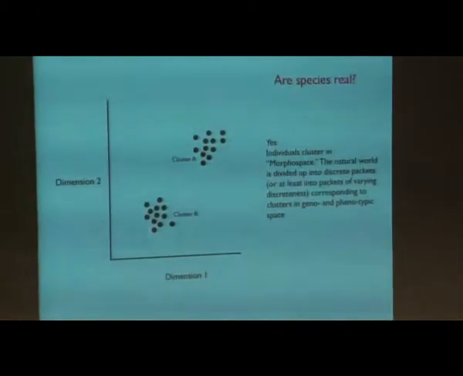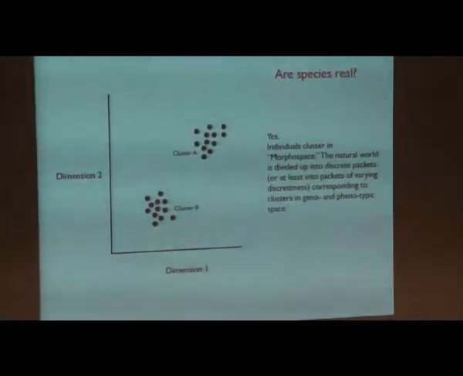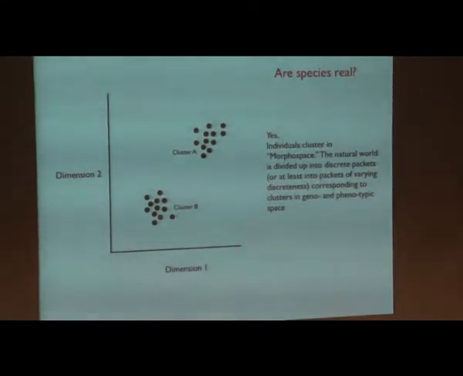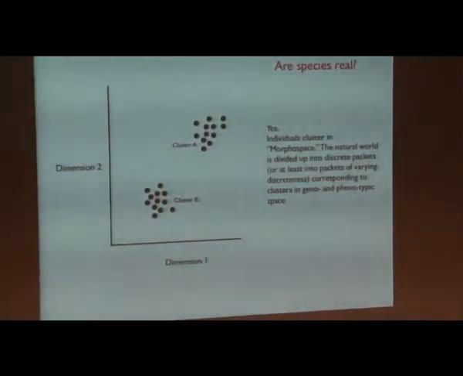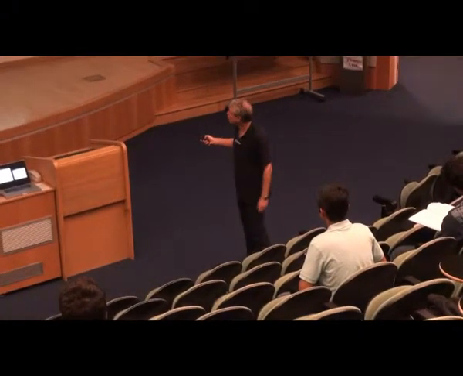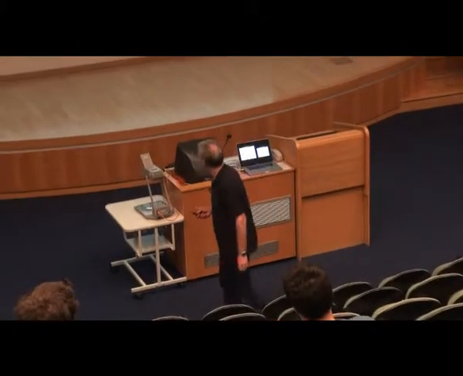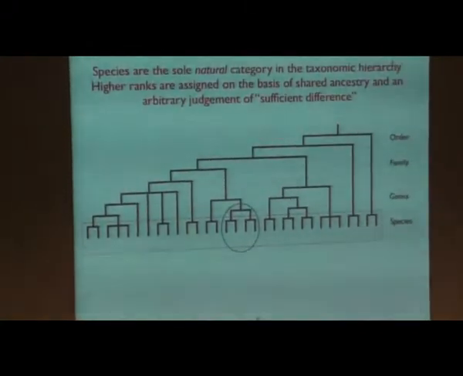If you go outside and find the plants just outside this lecture hall, and you measure some things, maybe how tall they are and how broad the leaves are. Just two things. This is any two things. You will find they cluster. Now, so what is this? These are different species, cluster A and cluster B. And these are different individuals. So there is variation within a species. Look around you. But they're discrete clusters. So this could be, if we hadn't gone outside, this could be human beings and chimpanzees. They're discrete, they're separate. So species are real. And what's more, they're the only real category, the only natural category in the taxonomic hierarchy.